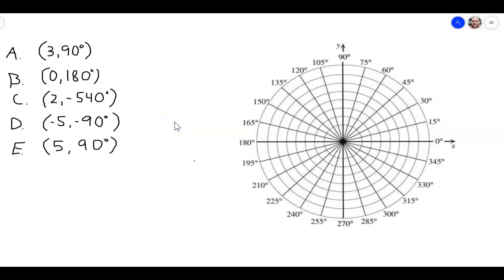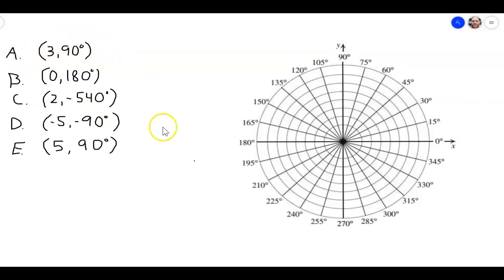Now remember, polar coordinates are just like our rectangular coordinates. Just like if we have a (2, 3), we can also represent that point in polar coordinates. So we're going to see how we do that, and how we convert between our rectangular coordinates and the equivalent polar coordinates. And we can go back and forth between those.